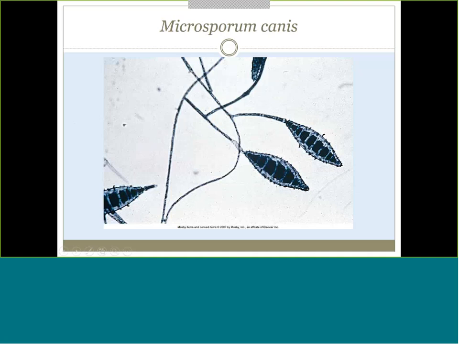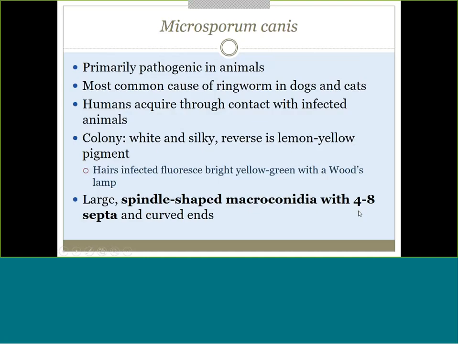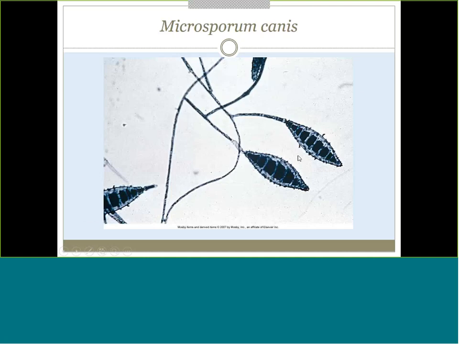That is so key with Microsporum canis. You see the septa, there's 1, 2, 3, 4, 5, these 6 septa there, and I think there's supposed to be 4 to 8, yeah. And then it's got these pointier curved ends at the end.